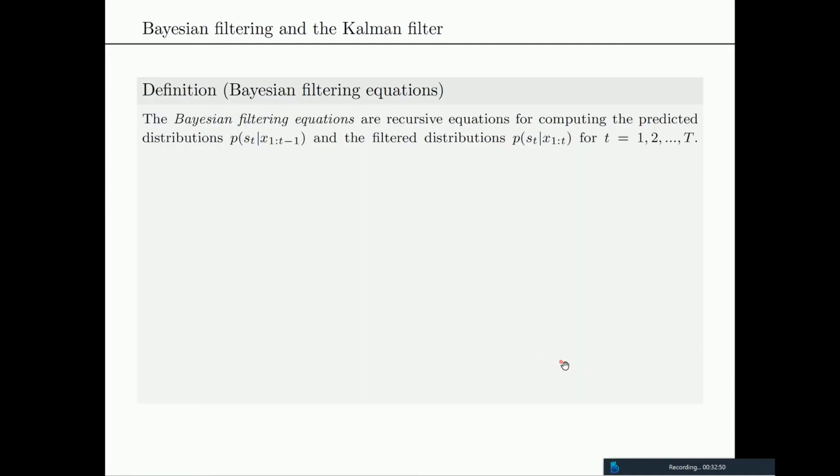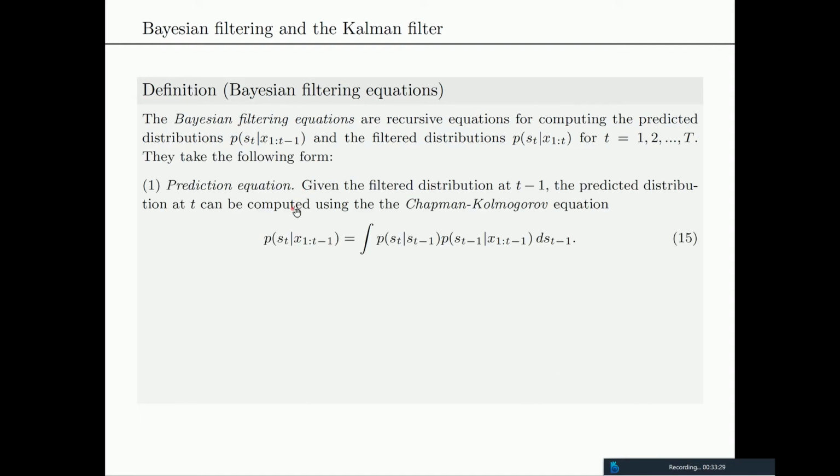As previously announced, Bayesian filtering aims at giving us the filter distributions, so the distribution over the state at time t, small t, given all observations up to this time point. To do that, it actually also computes the predicted distributions, but the main point is that it computes the filter distributions, these Bayesian filtering distributions.